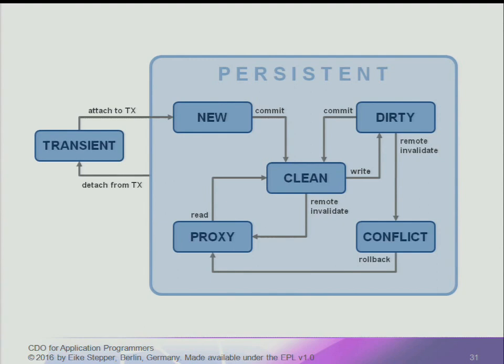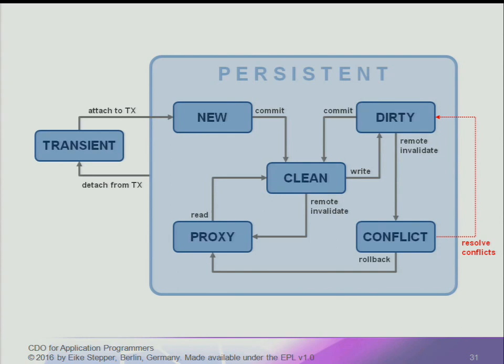Sorry, that was too quick. Normally, you would roll back your transaction and then the object goes back to proxy and typically goes through this path into clean state again. But then all your changes are lost. They are rolled back. We have so-called conflict resolvers.